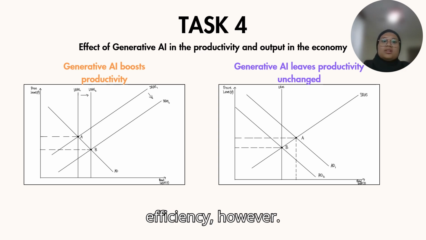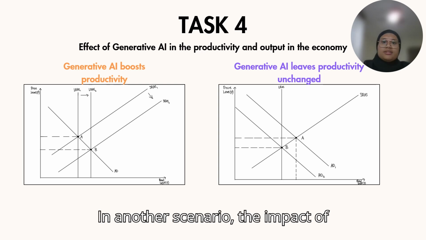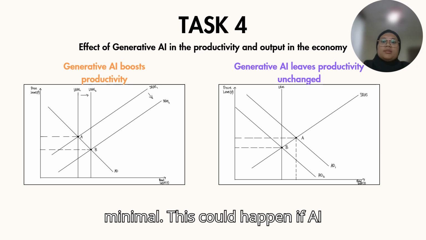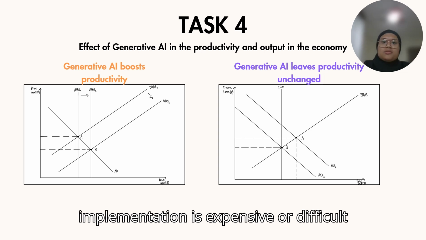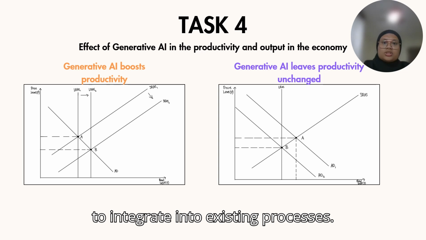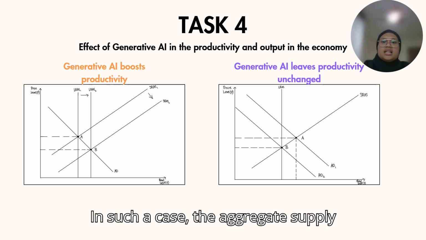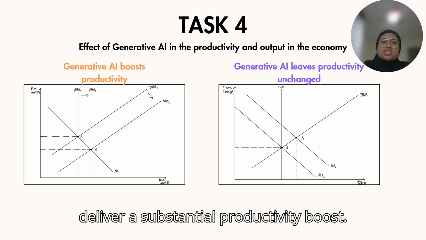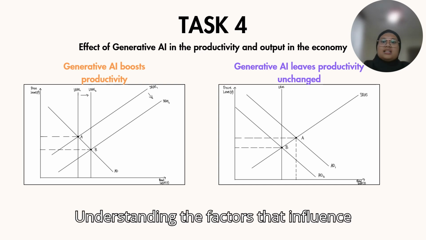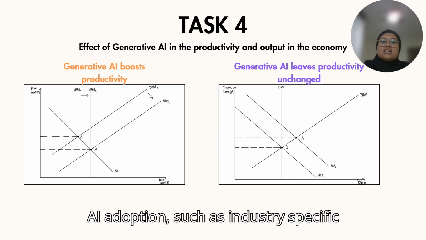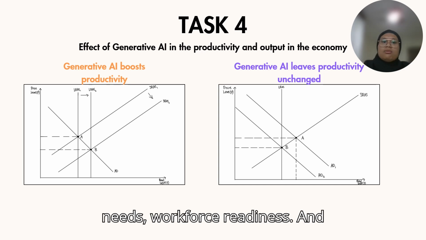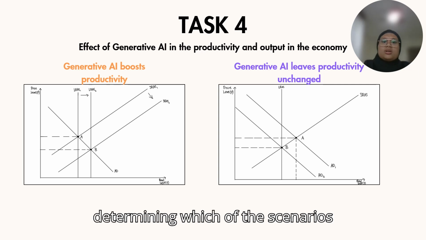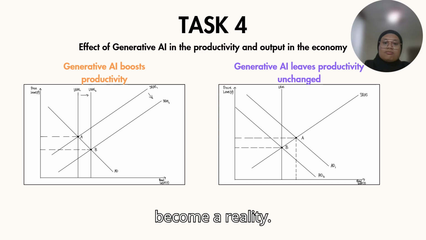However, in another scenario, the impact of generative AI on productivity could be minimal. This could happen if AI implementation is expensive or difficult to integrate into existing processes. In such a case, the aggregate supply curve remains unchanged as AI fails to deliver a substantial productivity boost. Understanding the factors that influence AI adoption, such as industry-specific needs, workforce readiness, and infrastructure, will be critical in determining which of the scenarios becomes a reality.